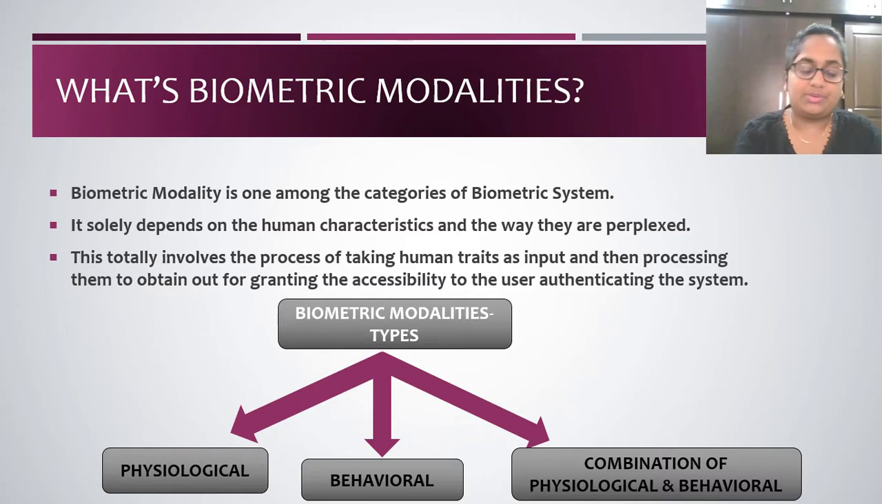We have different types of biometric modalities, which include physiological biometric modality, behavioral biometric modality, and the combination of physiological and behavioral.